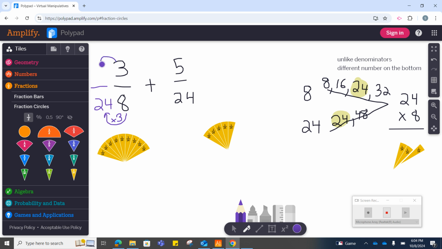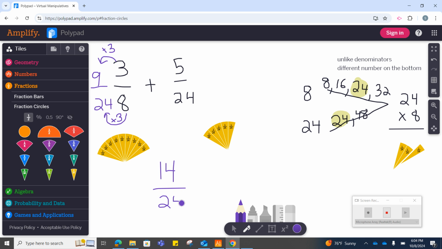So 3 times 3 is 9. And by the way, 1, 2, 3, 4, 5, 6, 7, 8, 9. So if I use the model just to help me understand that, it is the same thing. Now I have 9 24ths here and 5 24ths here. If I put them together, I'm going to have 14 24ths.